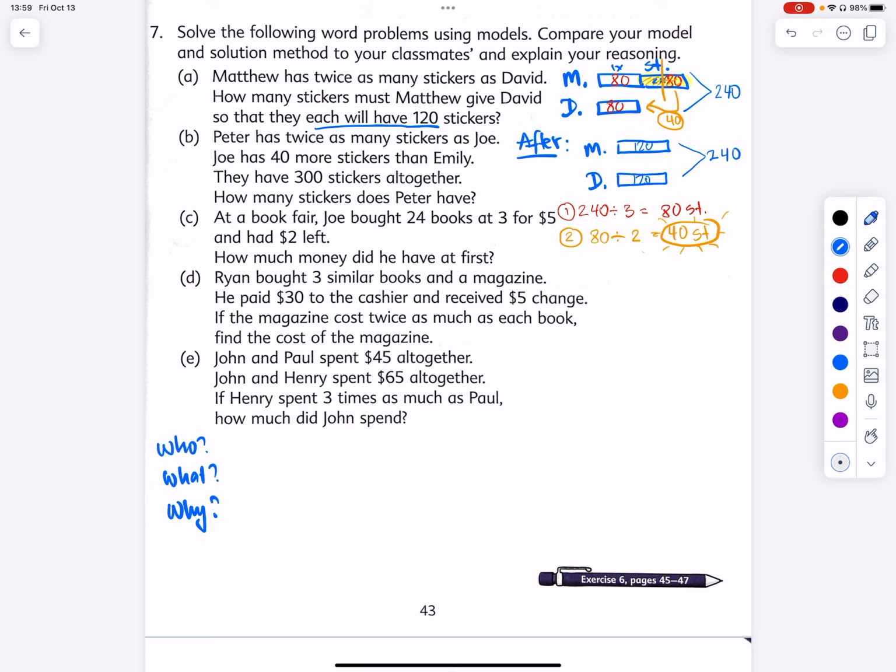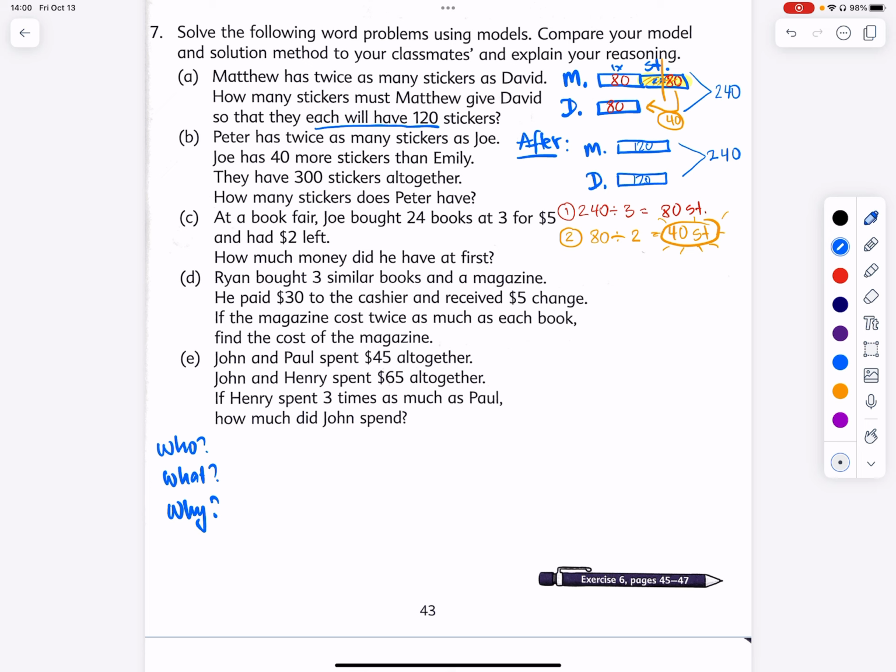Let's look at problem number B. Peter has twice as many stickers as Joe. Oh my goodness, they just cannot let go of the sticker topic. Peter has twice as many stickers as Joe. Joe has 40 more stickers than Emily. They have 300 stickers altogether. How many stickers does Peter have?